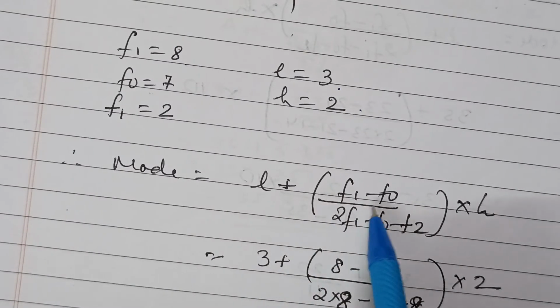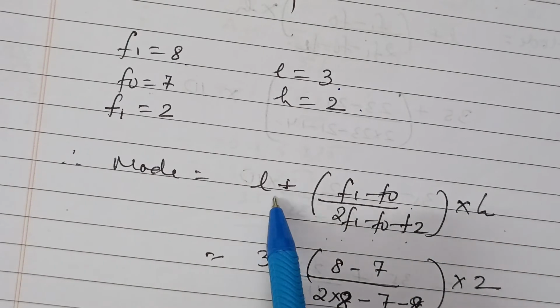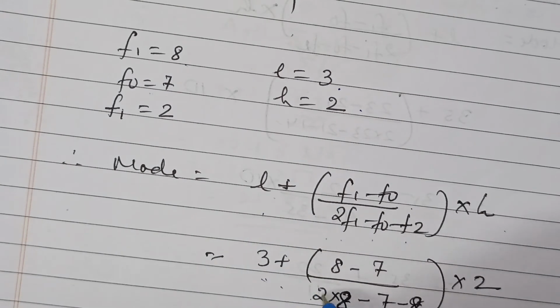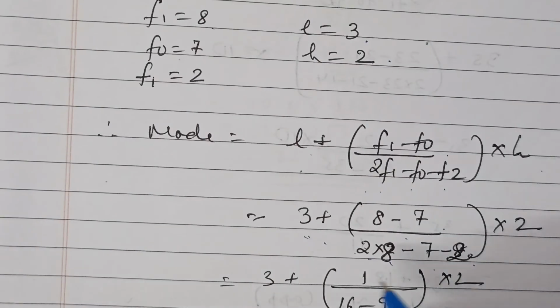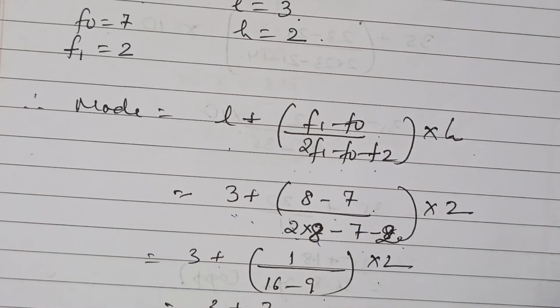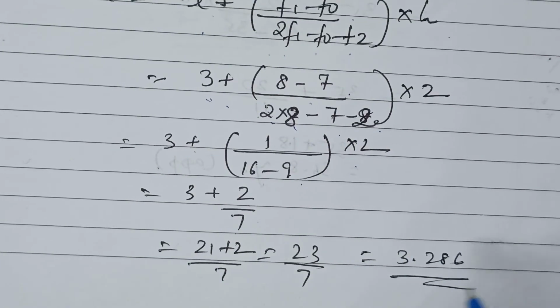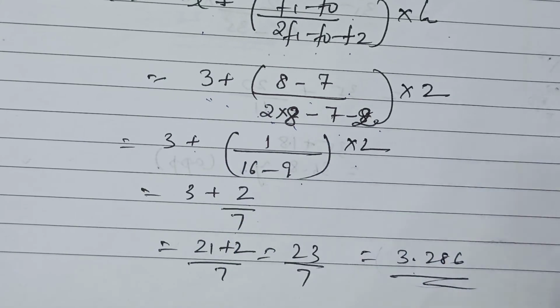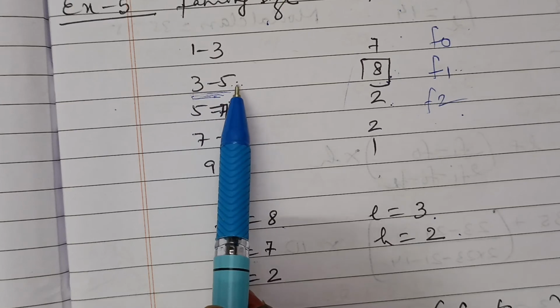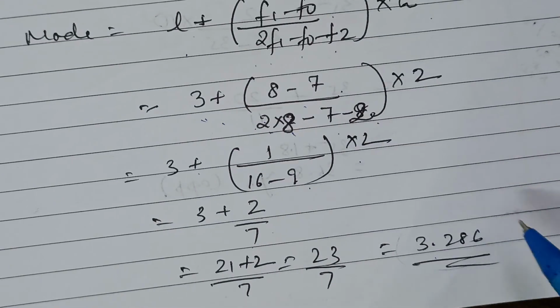We will put the values in the given formula: L plus (f1 minus f0) divided by (2f1 minus f0 minus f2), into h. L is 3, the lower limit of the modal class. So 3 plus (8 minus 7) divided by (2 into 8 minus 7 minus 2), into 2. Solving, you get 3 plus 1 by (16 minus 9), into 2, that is 3 plus 2 by 7. When you solve, you get 3.286. So you find that you have got the answer inside that modal class only, between 3 and 5. So your answer is 3.286.